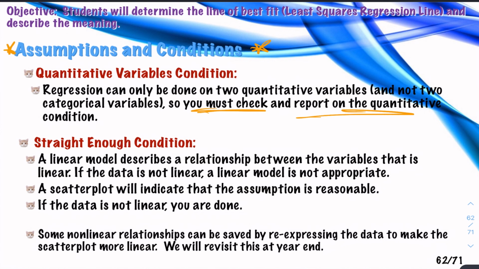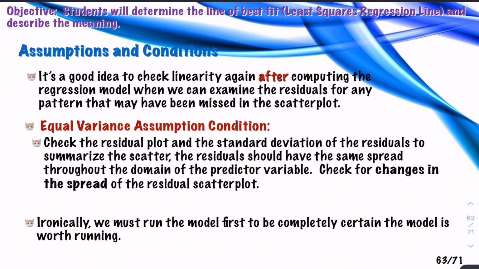Similarly, the straight enough condition. A linear model describes a relationship between the variables that is linear. If the data is not linear, aka curvilinear, a linear model is not appropriate. And it seems redundant, but you have to say that a linear model is appropriate. A scatter plot, remember, draw a picture, will indicate that the assumption is reasonable. So that's what you need to provide. If the data is not linear, you stop, you're done. Some nonlinear relationships can be saved by re-expressing the data to make the scatter plot more linear. We will revisit that in chapter 10.